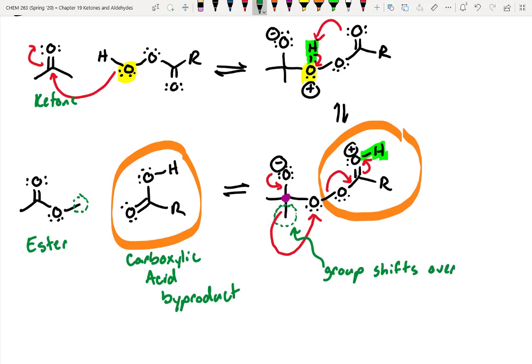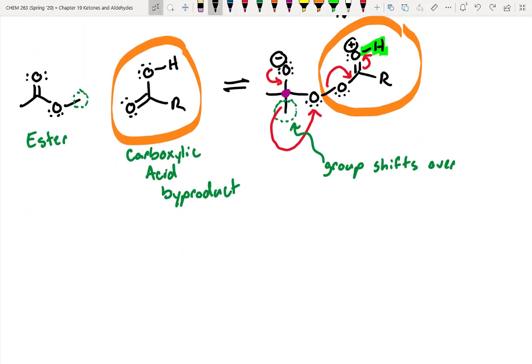All right, so then the question is, why is that group shifting and not another group? Well, in this case, we only have two groups to choose from. We have this methyl group right here, or this methyl group, so there's a tie. It doesn't really matter which one we pick. But if we had differing groups, then things all of a sudden matter. So let's make a note.